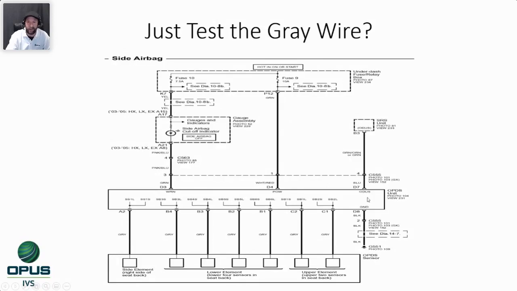This is nothing more than a small communication line for the OPDS and the SRS to say, hey, there's been an impact. The OPDS says, oh, well, I have somebody that's large enough in the seat. Let's deploy the airbags. But what can we actually test besides powers, grounds, and that little communication line? All we have here is gray wire, gray wire, gray wire, gray wire.